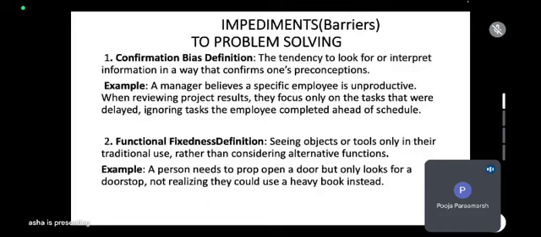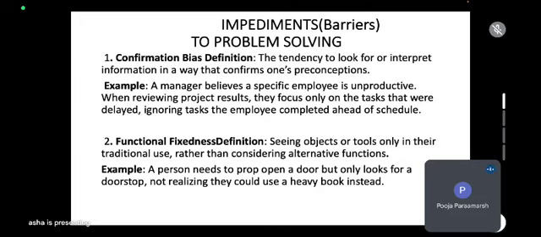Next comes impediments or barriers to problem solving. In our book, they have given some three or four barriers. When there is a problem, there are certain things which stop us from solving that problem, so we'll discuss what those are. I hope I'm not going fast, because it's a very short lesson. As I told you, it's a very practical lesson.